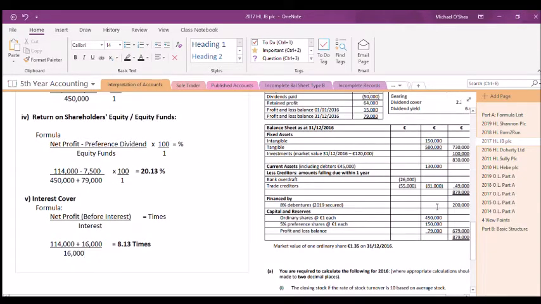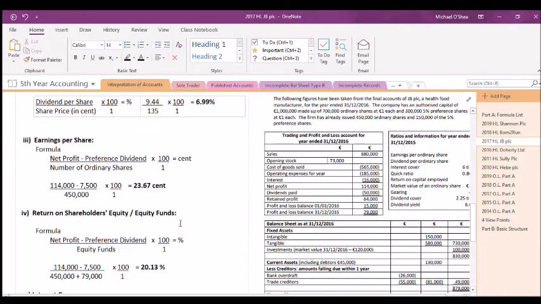Number of ordinary shares can be seen in the question here, 450,000. 114,000 minus 7,500 divided by 450,000, multiplied by 100 over 1, 2 decimal places, it works out to be 23.67 cent.